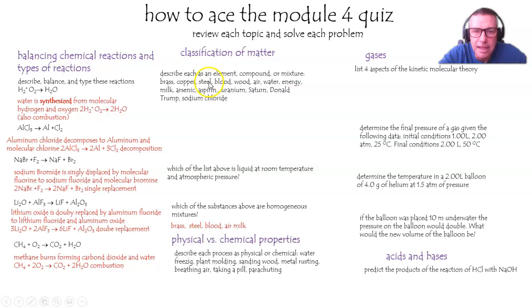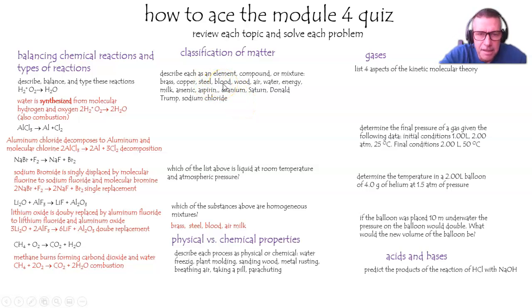Classification of matter. Describe each as an element, compound, or mixture. How about if we solve it as we go? Brass is a mixture of, I don't know, copper and zinc, something like that. Copper is, and I hope you're answering these as I go and then confirming with my answers, copper is an element, Cu. Steel is a mixture of, I don't know, iron and carbon and other stuff.